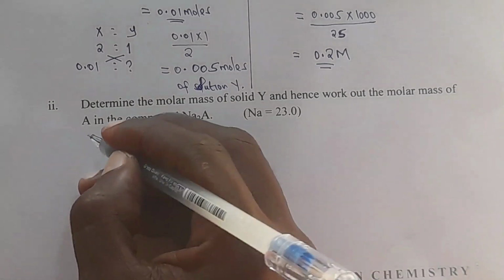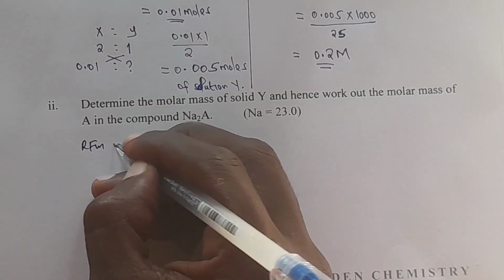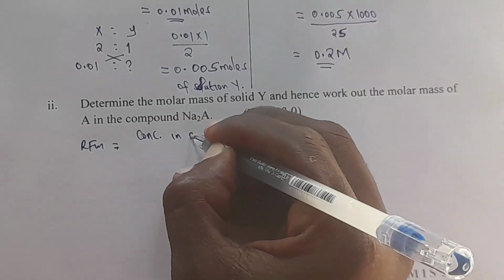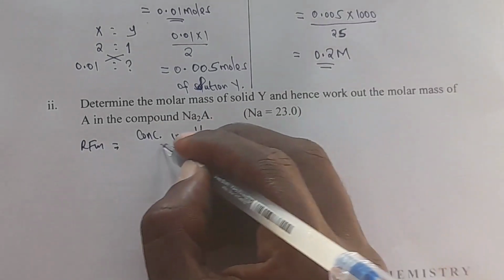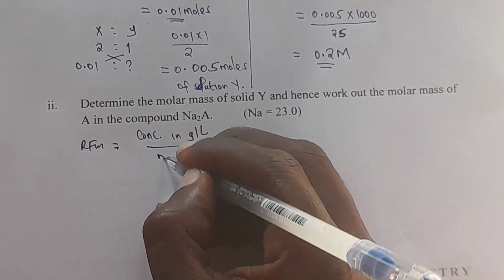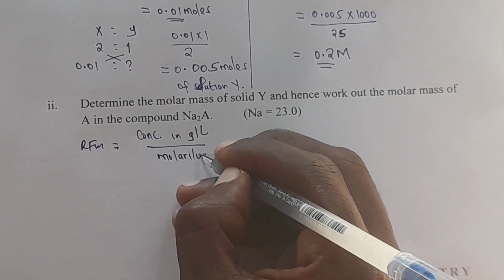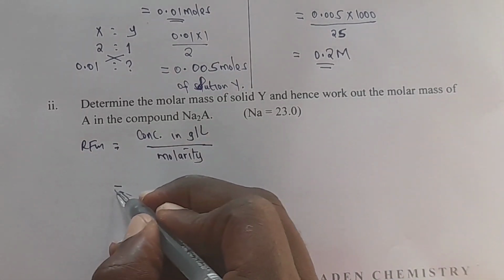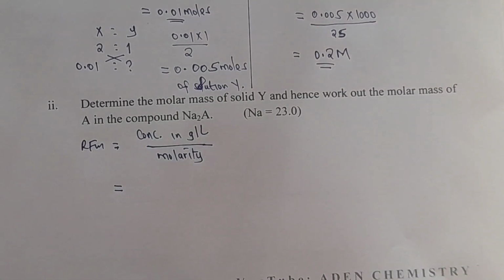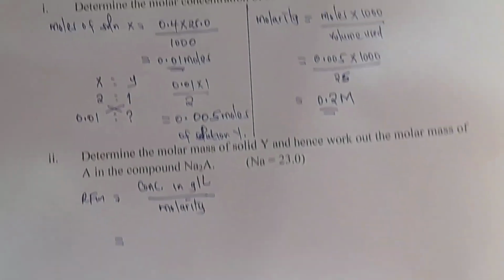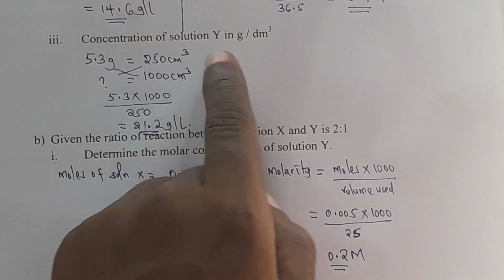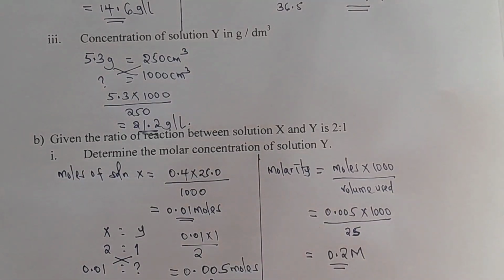So what is the formula for calculating RFM? RFM is given by concentration in grams per liter over the molarity. This is the formula for getting RFM. So what is our concentration of solution Y? We have gotten that a long time ago. We have gotten 21.2. Remember here I told you to determine the concentration of solution Y in grams per liter. So it is 21.2 grams per liter.